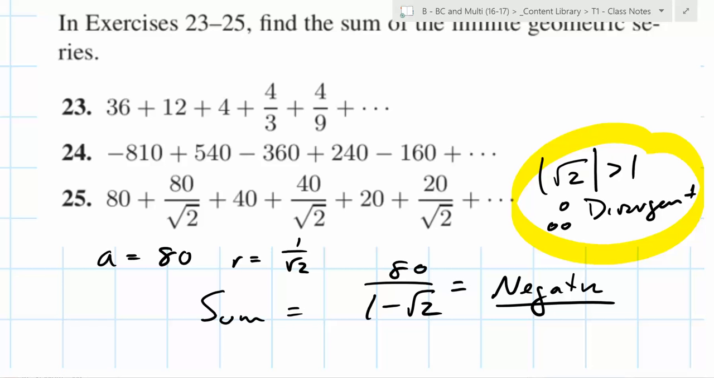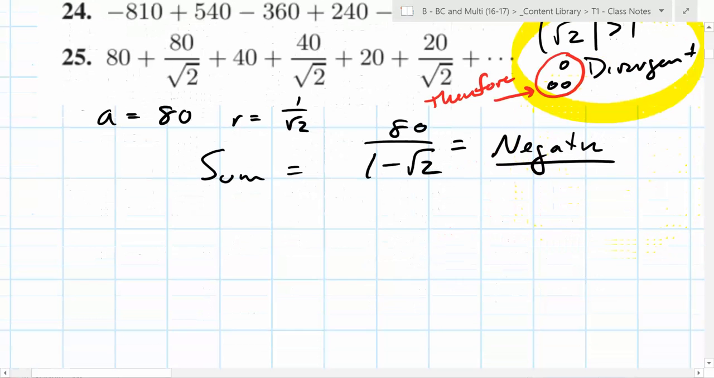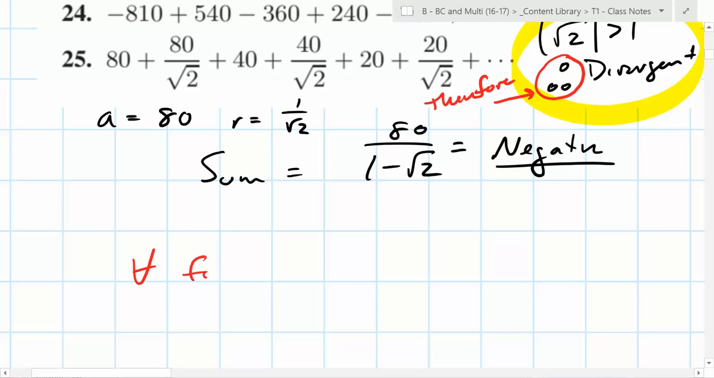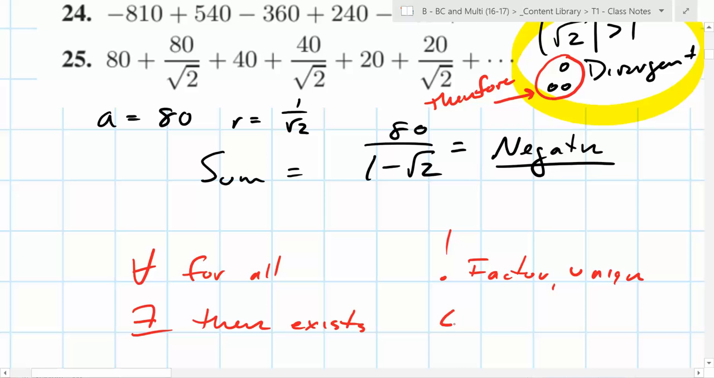Has everybody seen these 3 dots before, by the way? Yeah. That means therefore. There are maybe 15 to 20 super common math words that have symbols for them instead. Like for all, and that means for all. This means there exists. This means factorial and unique. This means contained in. So you'll see that.